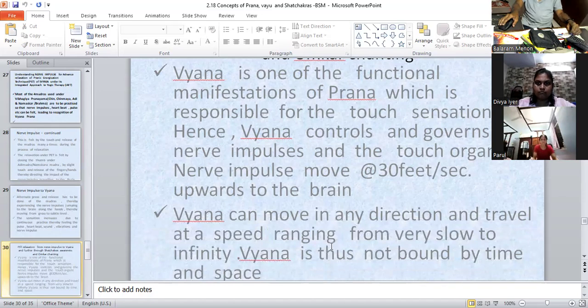Jnana is the movement of the circulatory system. So the Jnana vayu moves all the parts of the body. But the dominant is prana.